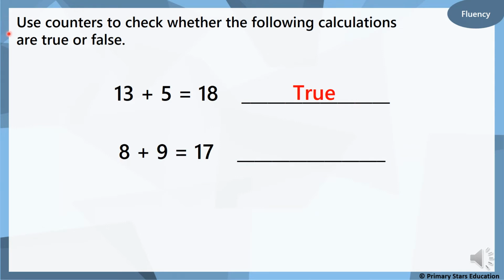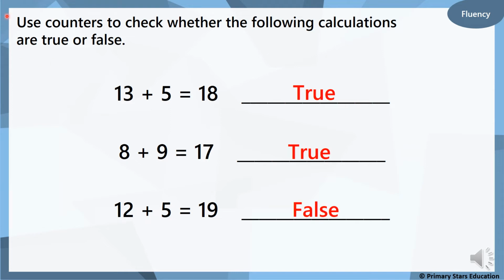So this time you need to start with 8 counters and you are adding 9. What is the total? We have a true answer, so it's saying 8 plus 9 equals 17. Well done. Okay, so now you need 12 counters and you're adding 5, and I want you to see if you agree that the total is 19. Remember, you can pause the video if you need to. Okay, and is the answer true or false? It is false. The answer is actually 17.